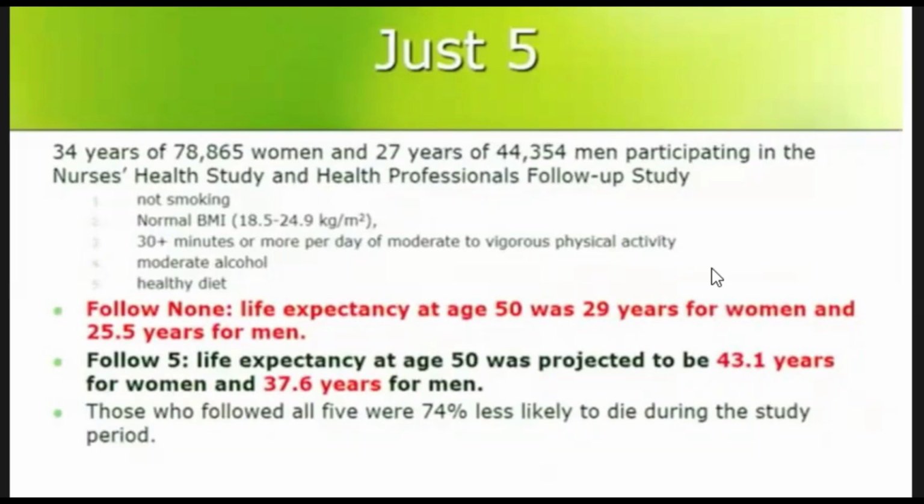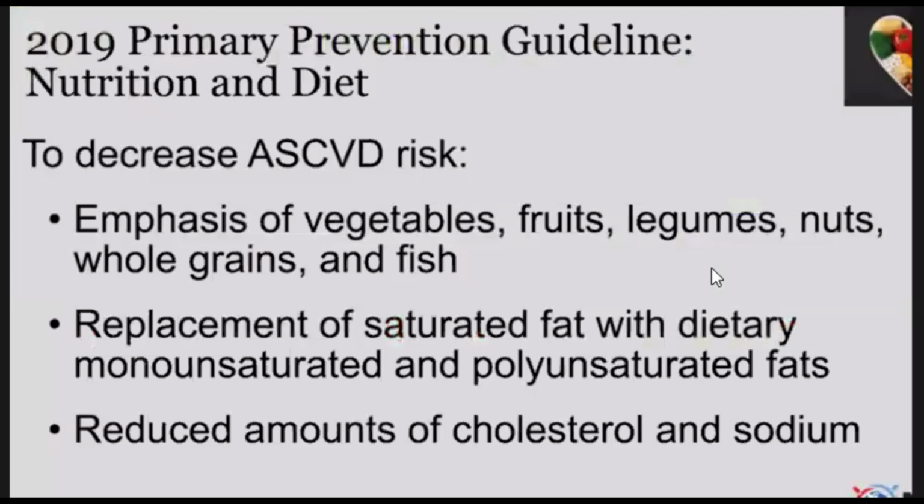But if they have followed all these steps, their life expectancy at 50 years goes from 29 to 43 for females and 25 to 37 for males. Now we have come to the diet, another controversial point.